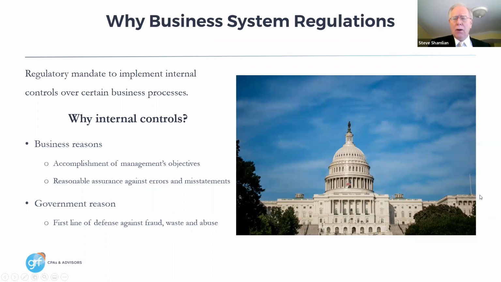Okay. There are 6 business systems that are regulated. We're going to be talking about the first 3, but all of the business systems are based upon internal controls. Why internal controls? Why would the government care about how you operate your business and manage your organizations? Well, the government understands that internal controls are the first line of defense against fraud, waste, and abuse.